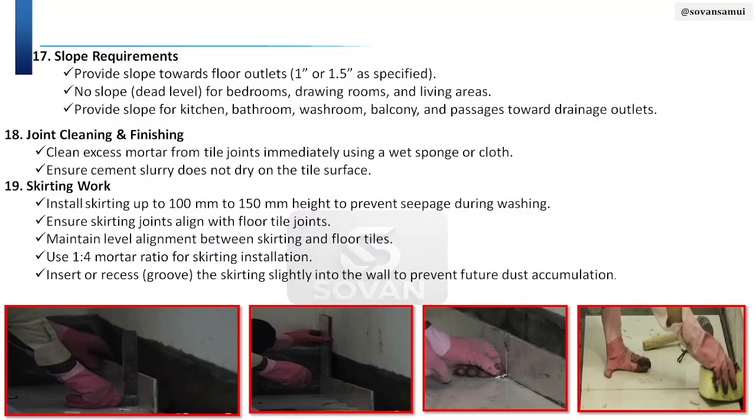Next point is slope requirement. We generally provide slope at the kitchen, bathroom, washroom, balcony, and passage toward the drain outlet, and dead level we provide at the bedroom, drawing room, and living room. There is no slope required there. If slope is specified in the drawing, you can follow that. Otherwise, you can follow 10 mm to 20 mm slope toward the floor outlet.